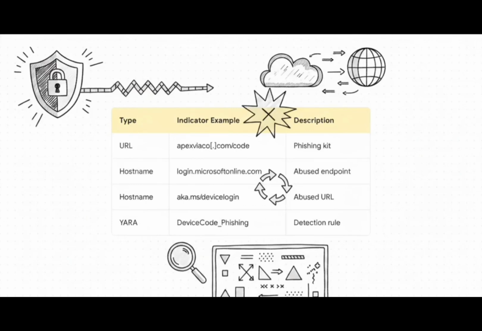When we look at the indicators of compromise from the Reversing Labs report, the challenge becomes pretty clear. Defenders need to block the phishing kit URLs, sure, but look at those network host names: login.microsoftonline.com and aka.ms/devicelogin. Those are completely legitimate Microsoft endpoints being abused in the attack.